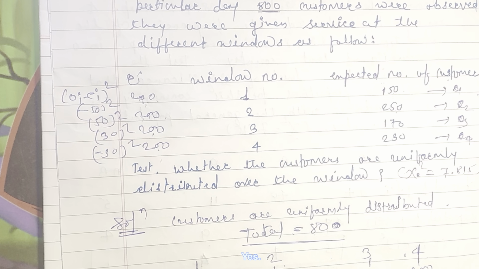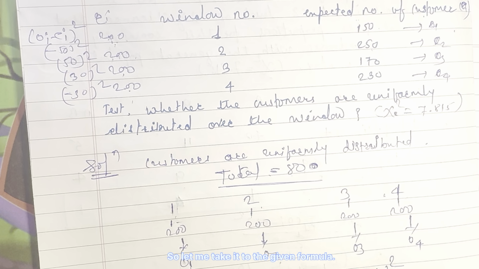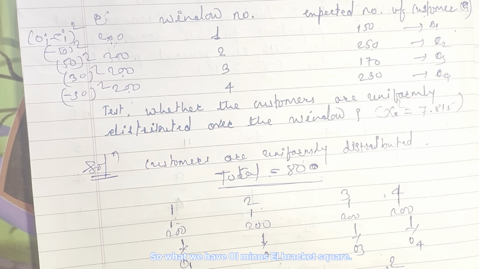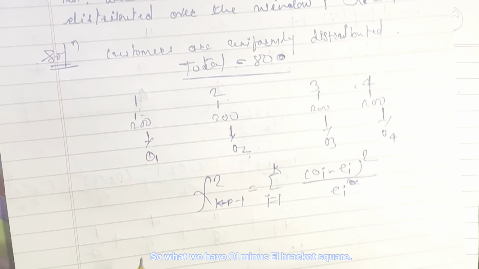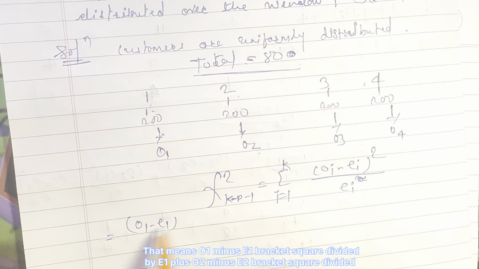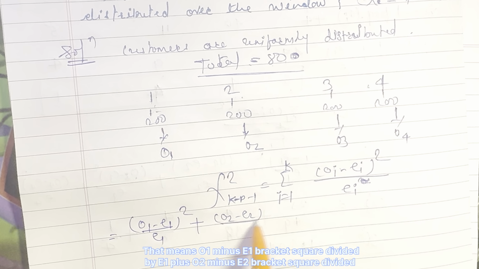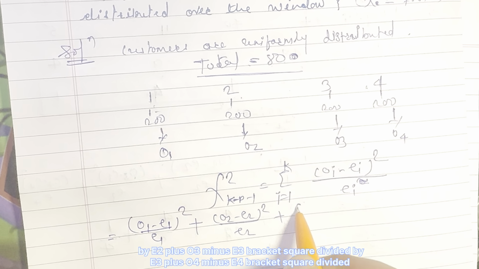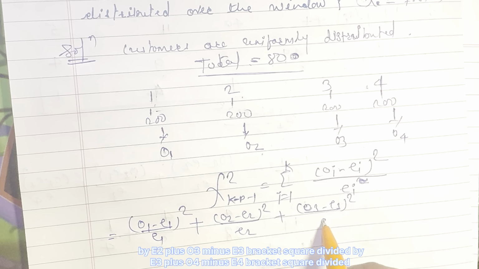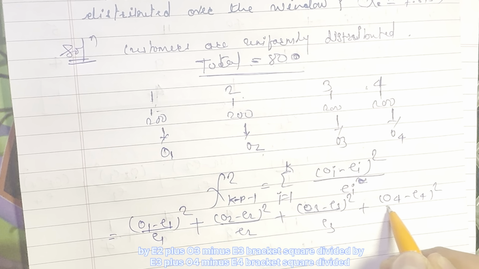As we have 4 different values, let me take it to the given formula. What we have is the sum of (Oi minus Ei) squared divided by Ei. That means (O1 minus E1) squared divided by E1, plus (O2 minus E2) squared divided by E2, plus (O3 minus E3) squared divided by E3, plus (O4 minus E4) squared divided by E4.